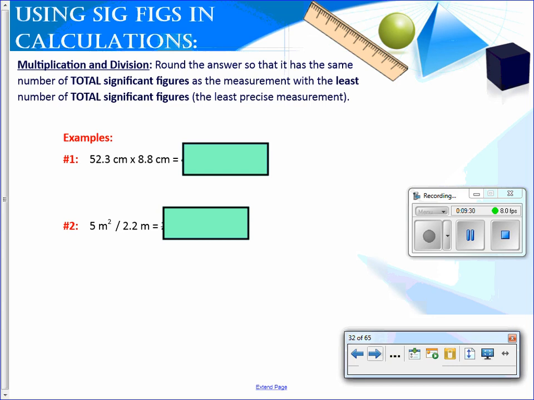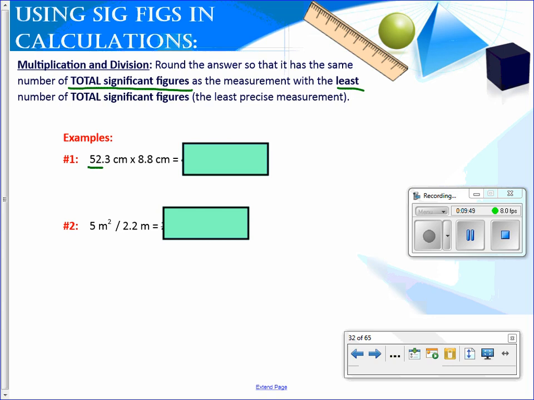Now with multiplying and dividing, you round the answers so that it has the same number of total significant figures as the measurement with the least. So with adding and subtracting, you're looking at the number of places past the decimal. But with multiplying and dividing, you're looking at the whole number.